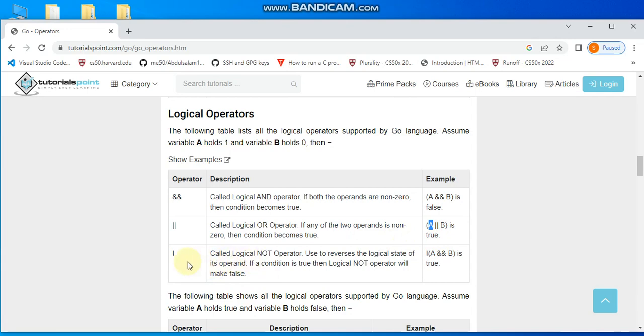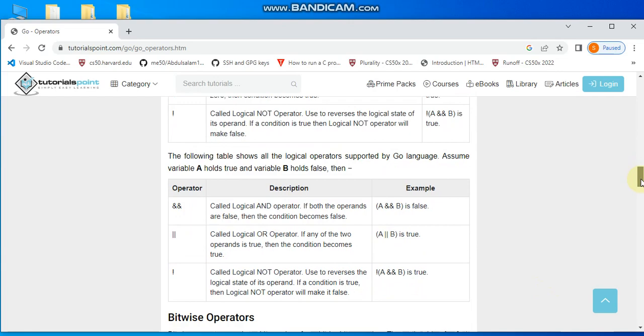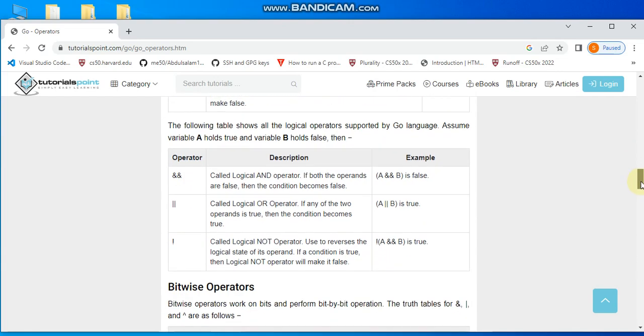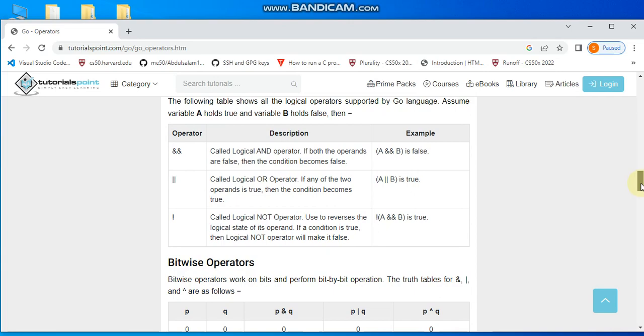This one is the logical not operator, used to reverse the logical state of its operand. If a condition is true, then the logical not operator will make it false. A and B, which was tested here, returned false. So if I say not (A and B), they are not true, then it returns true. The next one here is still a logical operator.